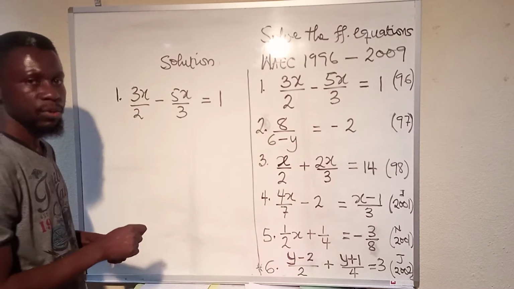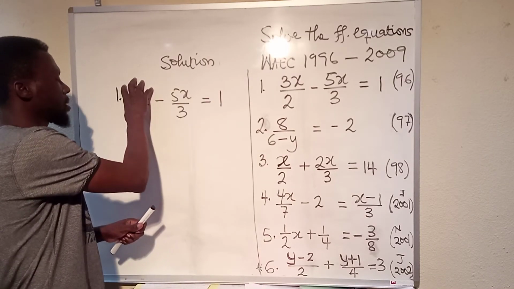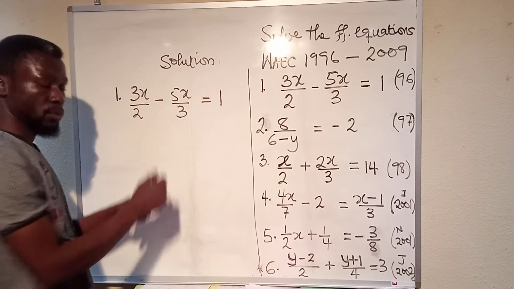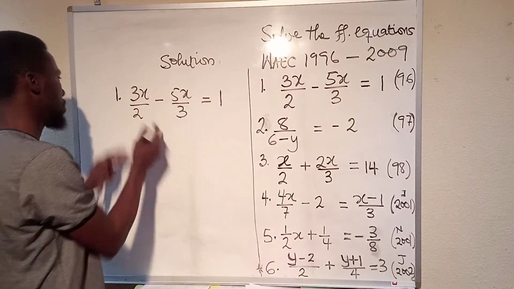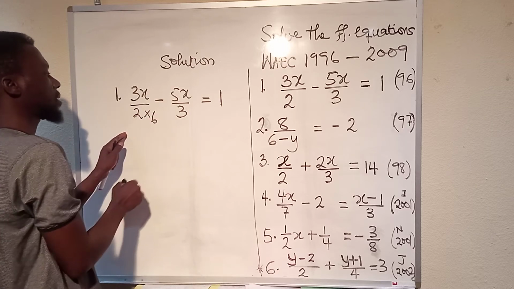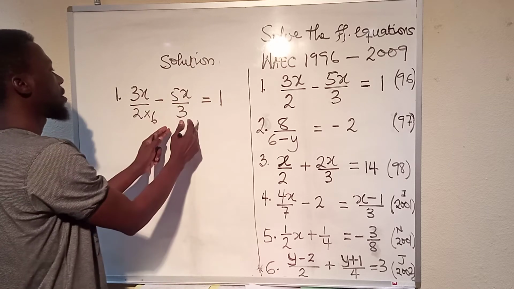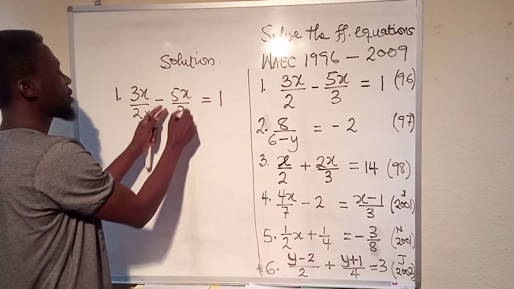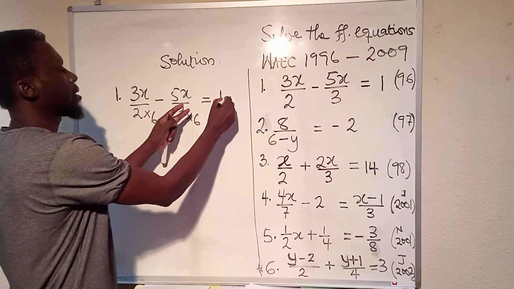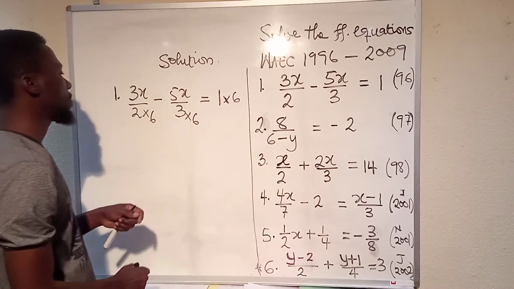How many parts has the equation got? The equation has got 1 part, 2, and 3. So we are going to multiply each part of the equation by the LCM, which is 6. So this is 1 part, which is 3x over 2. We multiply that by 6, the LCM. Here, we also multiply 5x over 3 by 6, the LCM, and we multiply 1 also by 6, the LCM.